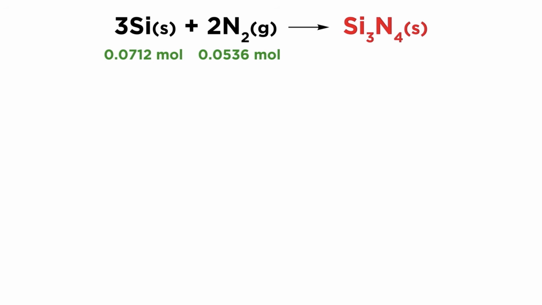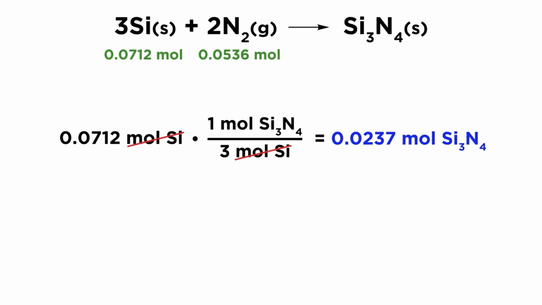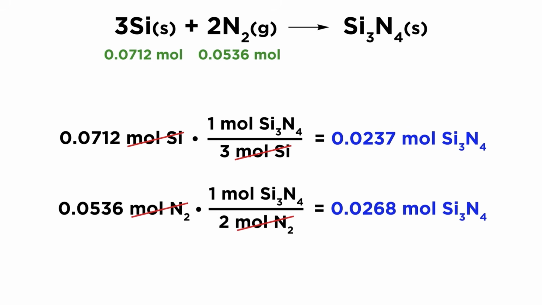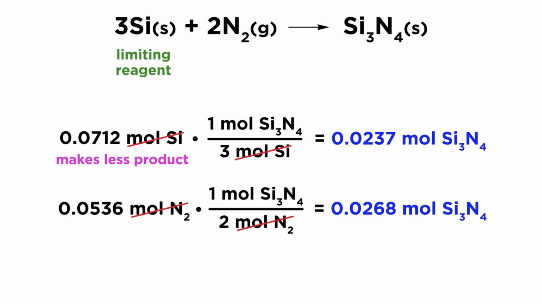For another strategy, let's instead see how many moles of product each of these reactants could potentially generate by using the stoichiometric ratios between each substance and the product. This many moles of silicon could potentially generate 0.0237 moles of product. This many moles of nitrogen could potentially generate 0.0268 moles of product. The silicon cannot produce as much. It must necessarily run out first, which means that silicon must be the limiting reactant.